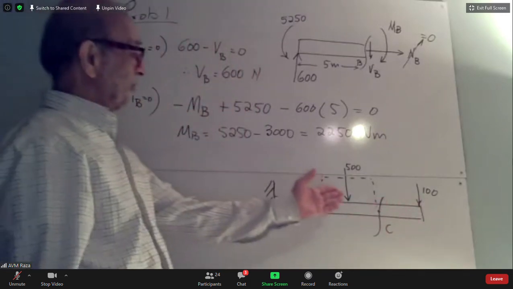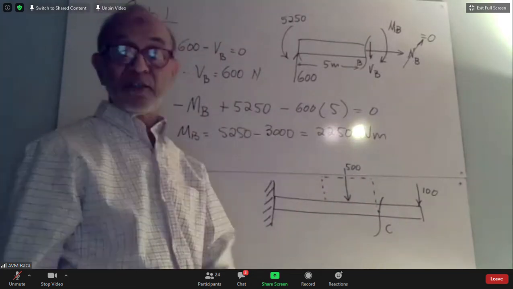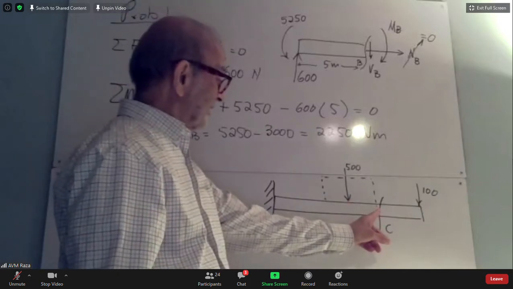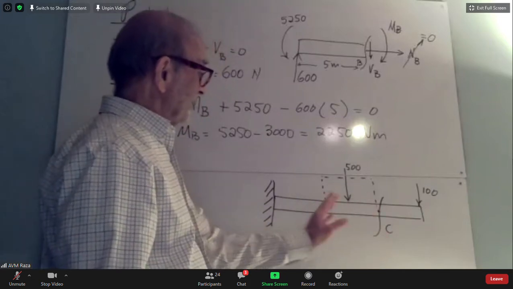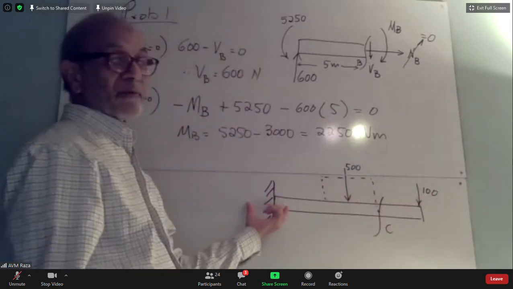I'm going to show you that in this particular example, you could have found both the internal loads at C as well as B by considering the right half, and you won't have to find the support reaction.